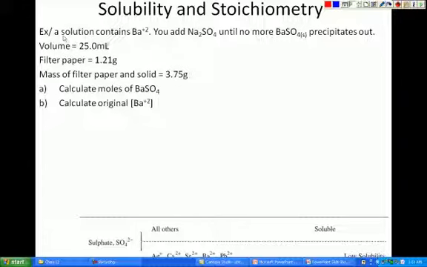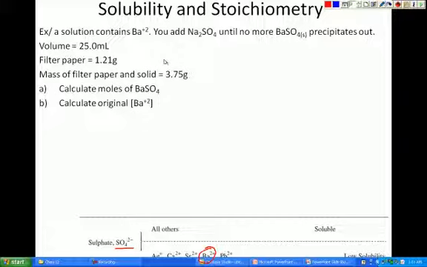It says a solution containing barium ions, and what happens is you add some sodium sulfate until no more barium sulfate precipitates out. We know that barium and sulfate precipitate out because of our table right here. So barium and sulfate have low solubility and therefore it's going to precipitate out.